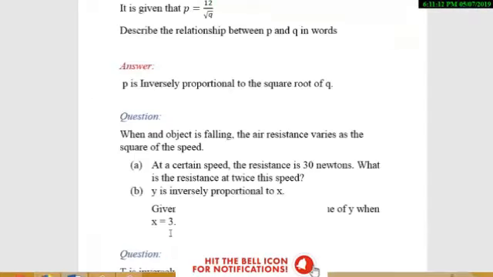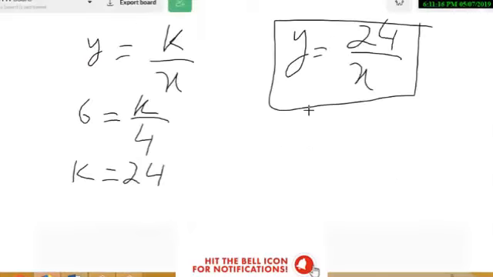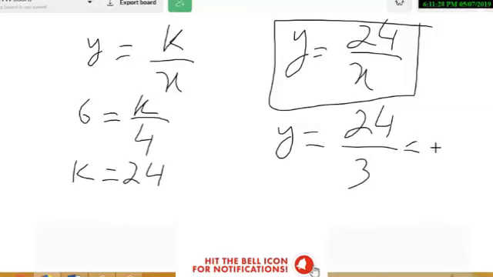Now the next part: find the value of y when x is 3. After finding the value of k, we have to find what y is if x is 3. Let me plug it in here. What is y when x is 3? 24 over 3 is 8. So y is 8.